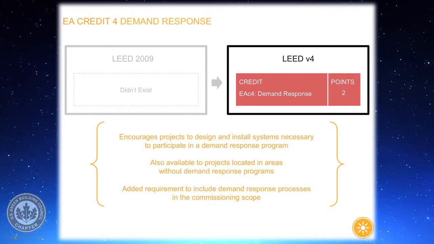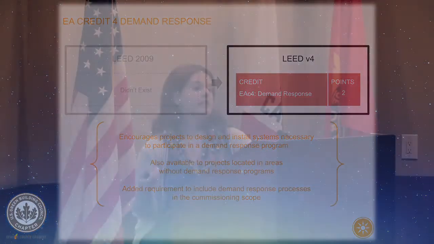So the way that this credit works is projects earn points by enrolling in a local demand response program with their utility and committing to shaving at least 10% of their peak load energy off during peak intervals. If a project doesn't have a demand response program in their area, they can still earn a subset of these points by essentially making their building demand response capable and complying with and participating in an automated program, and then contacting their utility and essentially providing the demand for that type of program.